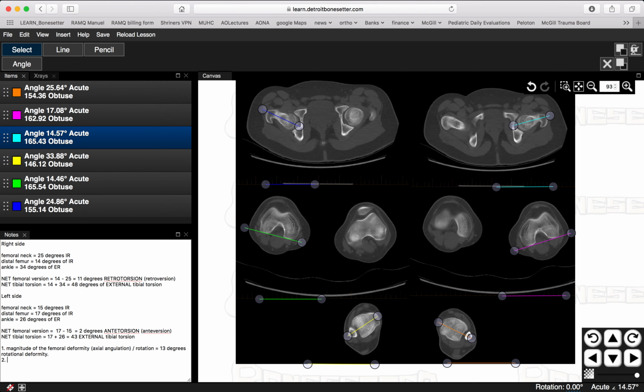So the next question is, which way is it deformed? So the right side is retroverted. So that's an externally rotated deformity of the distal segment of 13 degrees on the right side. So if we were doing surgery on the right femur, we would cut the femur and we would internally rotate the distal segment on the right femur 13 degrees in order to match the left side of 2 degrees of antiversion.